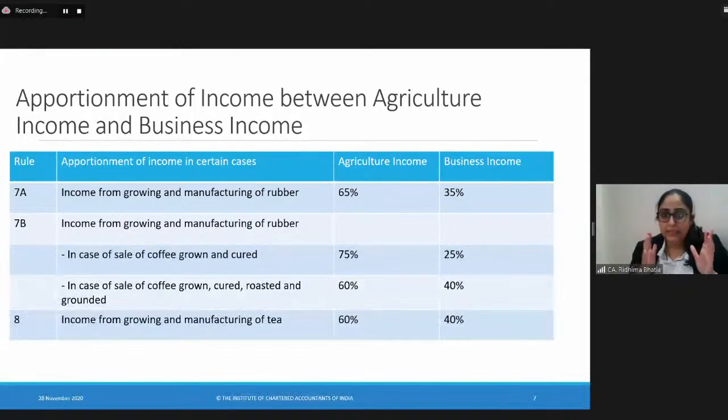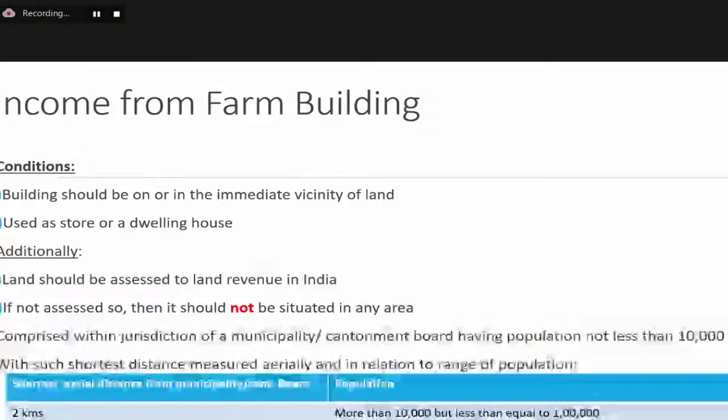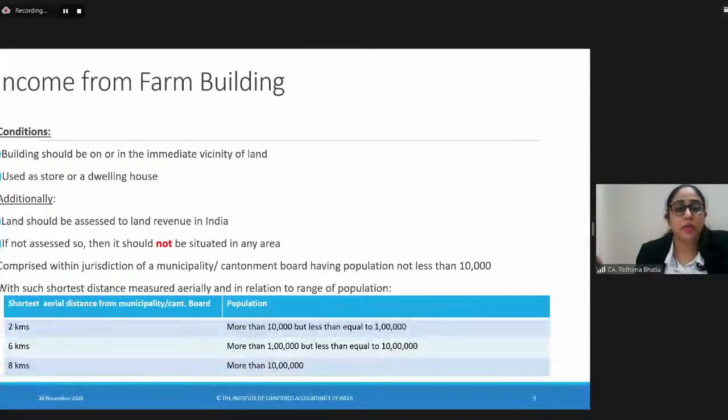So, in that case, you don't have to go through all this process. You just have to remember agricultural land, and it should be land which is assessed for some revenue by the government. So the land should be assessed to land revenue in India, and if it is not assessed to land revenue in India, then at least that land should not be in a cantonment area having a population of not less than 10,000, and should not be within 2 kilometers of a cantonment area.